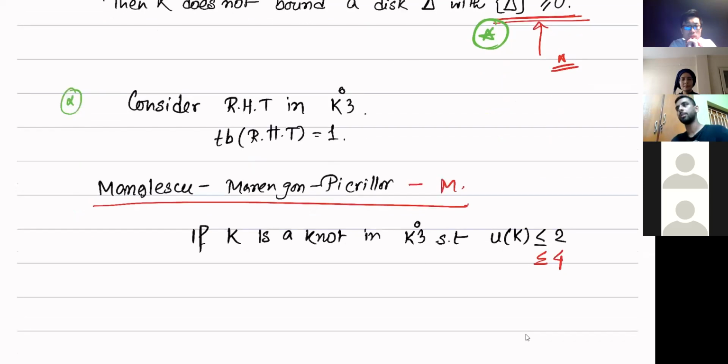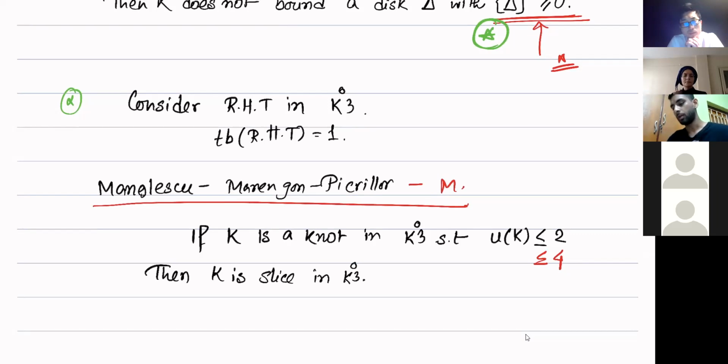So unknotting number means you do 2 crossing changes and that gives you an unknot. Okay. So unknotting number is less than or equal to 4 in particular, then K is slice in punctured K3.